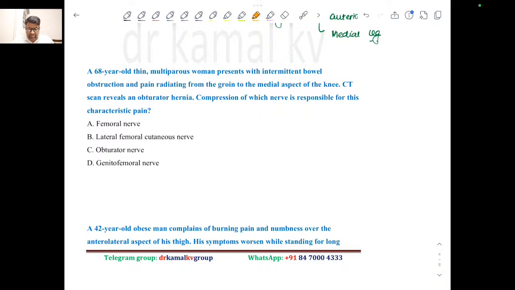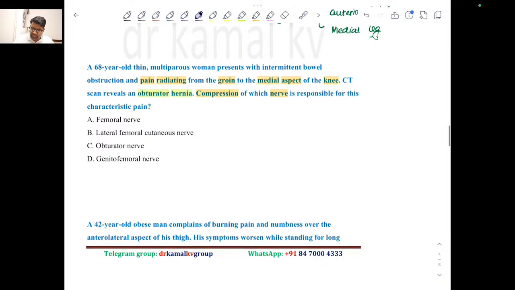A 68-year-old thin multiparous woman presents with intermittent bowel obstruction and pain radiating from the groin to the medial aspect of the knee. So the pain is radiating from the medial aspect of groin to the knee, and there is an obturator hernia. Which nerve compression is most likely here? So I think it's very easy here.